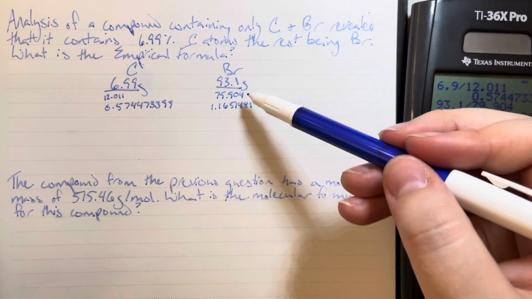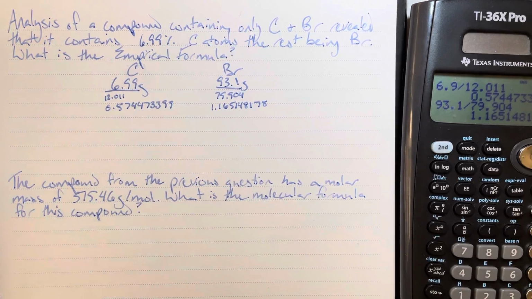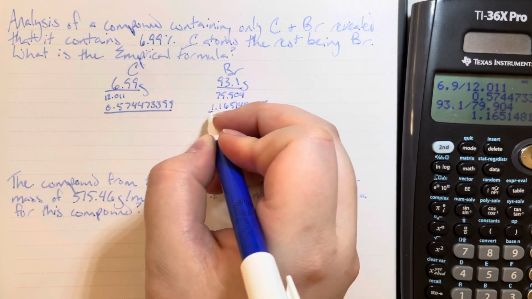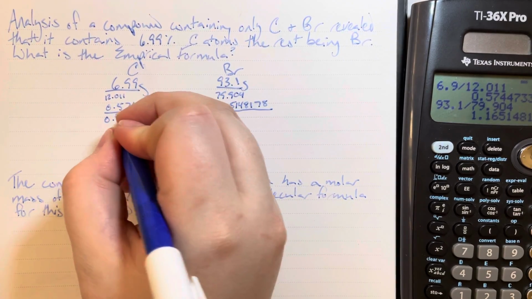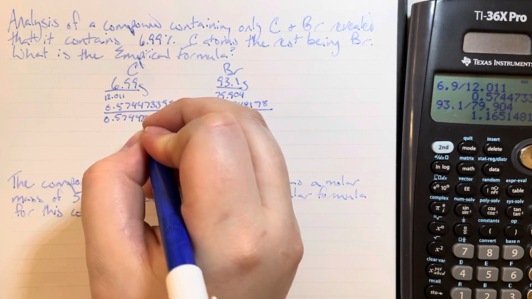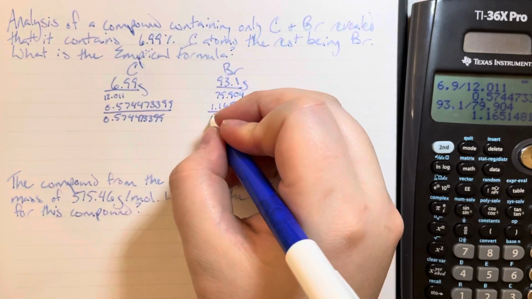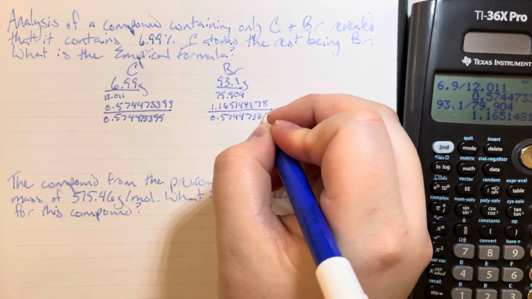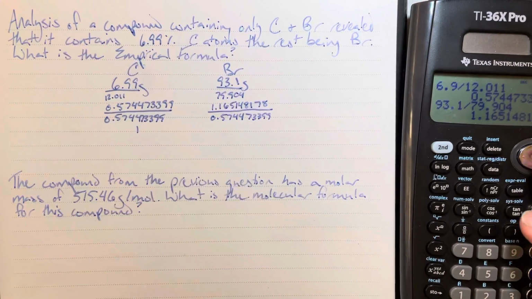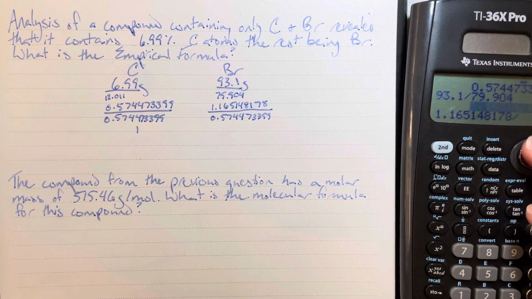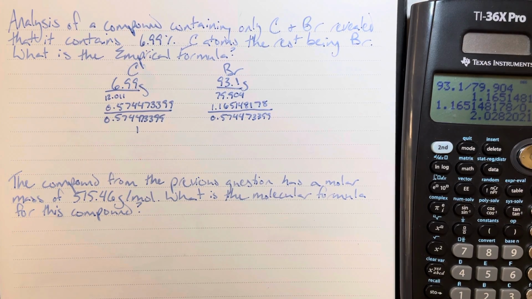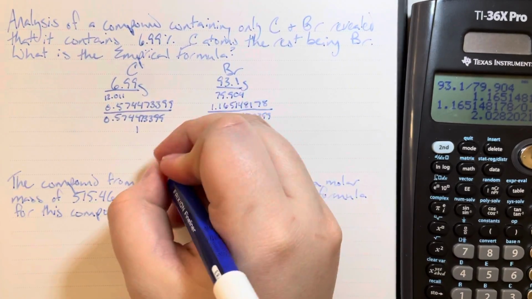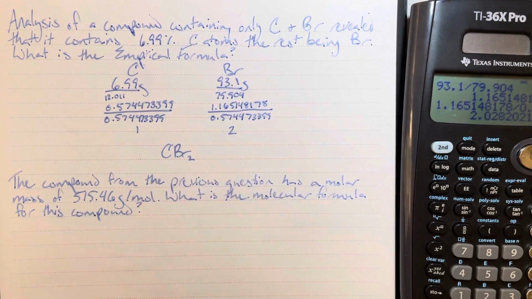So I've done percent to mass, mass to mole. Now I need to divide by small. My small is going to be the number from carbon of 0.5744733399. Anything divided by itself will be that thing. For bromine, I'm going to get a number that is close enough to 2 that this doesn't need to be multiplied to find a whole number, so I can just go ahead and attach them as the subscripts.